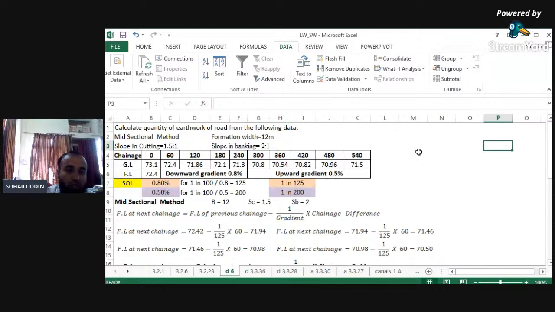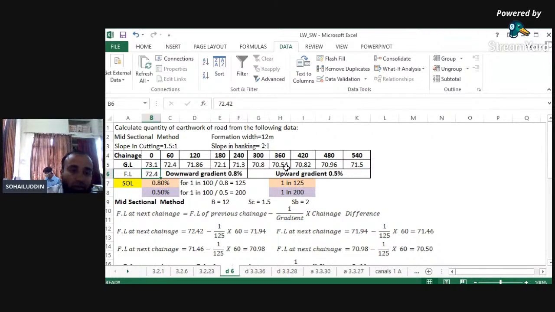Various ground levels are given, but here the formation level is most important. The formation level for the first chainage is given, that is 72.4, but the formation level for various chainages is somewhat different. So a downward gradient has been given as 0.8% up to 240. From 60 to 240 it has been given as 0.8%, and from 300 to 540 it has been given as an upward gradient of 0.5%.